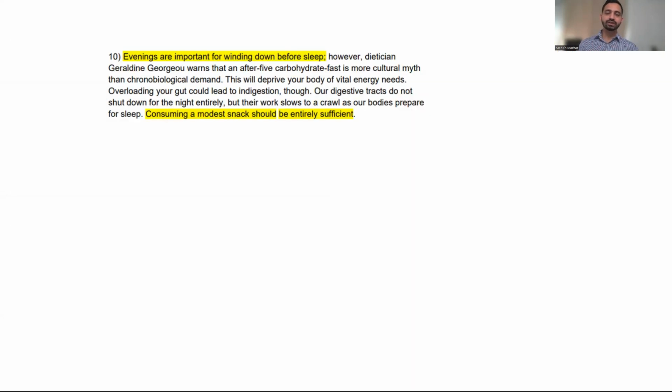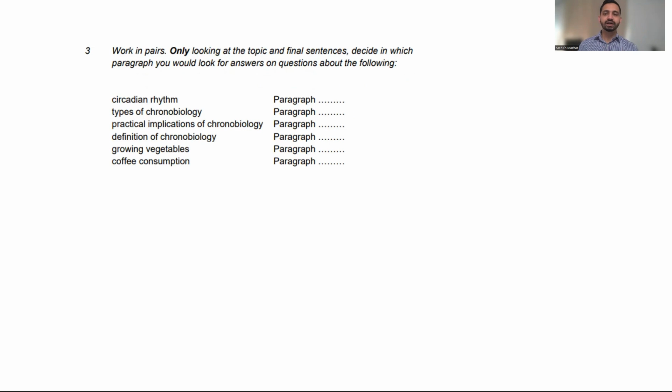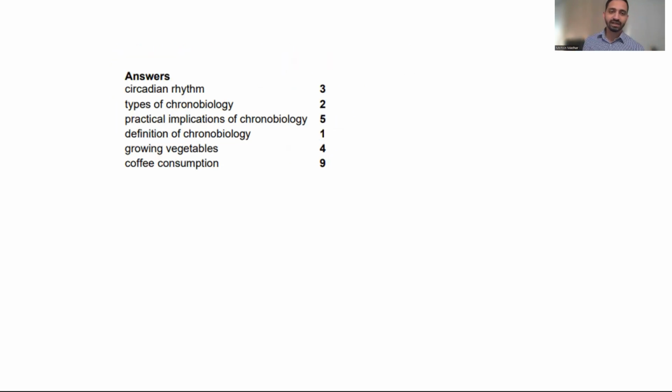You can always pause the video, go back, read the article, read the paragraphs here, read these keywords, and do this activity and identify which paragraph these words are located in, all right? And pause the video. When you come back, we will review the answers. All right, the answers are right here. Match your answers with the answers here.